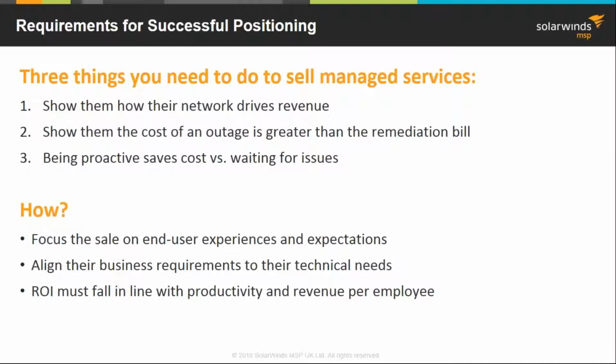Showing them the cost of an outage is greater than the remediation bill. This really plays to people who aren't on a contract-based service today. So business owners believe that when they have an outage and they call for help, the bill that they receive is the total cost of that downtime issue. But there's soft and hard dollar costs that come with a network outage. And I'll show you some of those today with a simple email outage and a quick ROI that you can do with a business owner that will really allow them to understand what the real cost to their organization is.